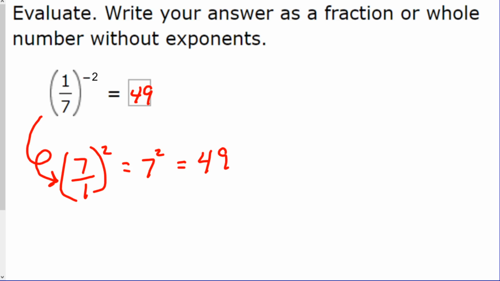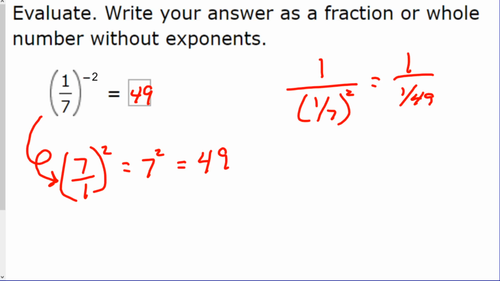Okay. Now, again, one last time. Why can we flip it over? Well, it's the same as if we moved it to the bottom. So if we moved it to the bottom, we would get 1 over 7 squared, which is 1 over 49. And then to divide a whole number by a fraction, we invert the fraction and multiply. So 1 over 49 becomes 49 over 1. And 49 times 1 is still just 49. So that gives us the same answer.